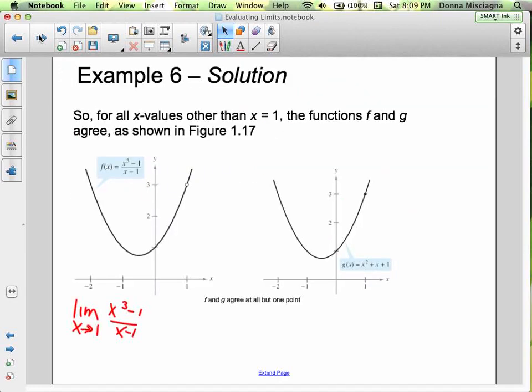All right, so for all x values other than 1, here's our function back again. For all x values other than 1, the functions f and g agree. So here on the right-hand side, we have the graph g of x equals x squared plus x plus 1. On the left-hand side, we have f of x equals x cubed minus 1 divided by x minus 1. Notice we have a hole. There's a hole in our graph right there at (1, 3).